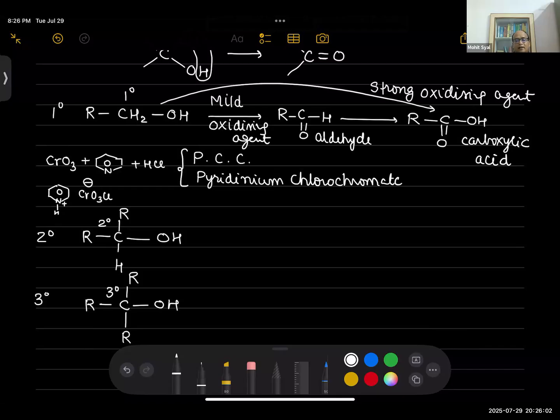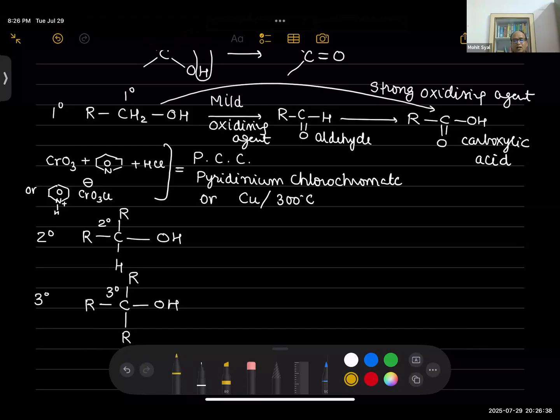Aisha, what other mild oxidizing agent can we have? This is the formula for PCC. Or we can use copper red hot tube. Copper at 300 degrees Celsius is also a mild oxidizing agent. Got it?